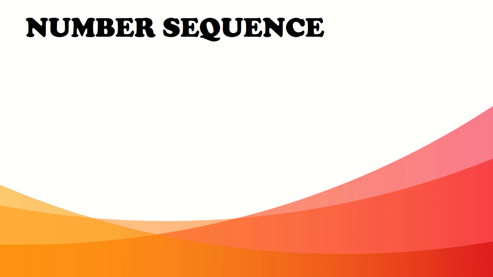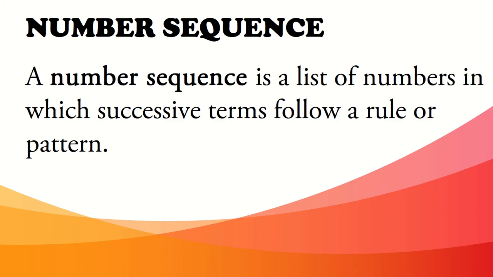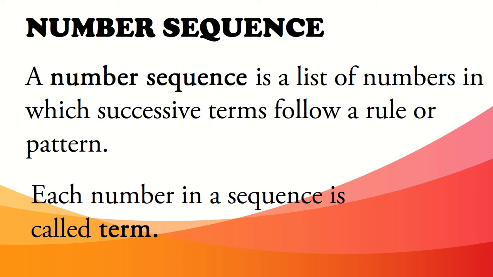To start with, let's know what a number sequence is first. A number sequence is a list of numbers in which successive terms follow a rule or pattern. Each number in a sequence is called a term.